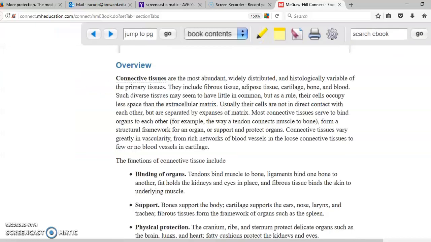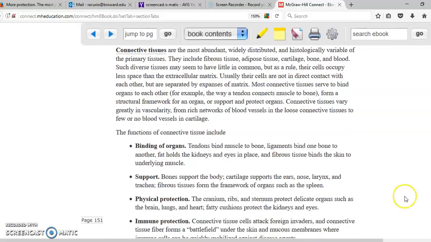Connective tissue. Connective tissue is one of the most abundant tissues that we have in our body. There are multiple different tissues that are going to be included in this category, such as fibrous tissue, adipose tissue, cartilage, bone, and blood. Since we have all these different tissues in our body, that provides all these different functions.